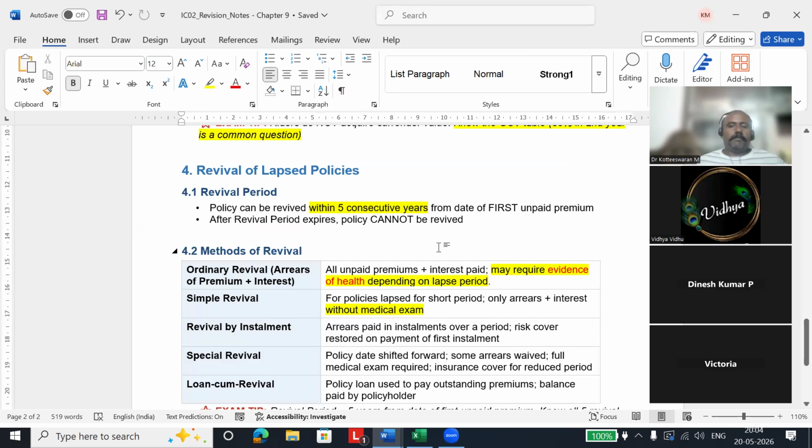That's all on this chapter. Any questions? Simple, straightforward, but lot of points are there to remember. You need to remember a lot of things. If you have any questions, you can ask.